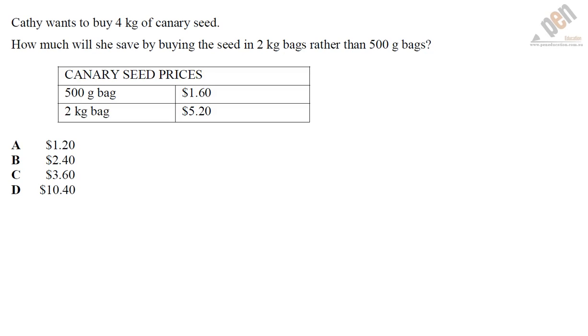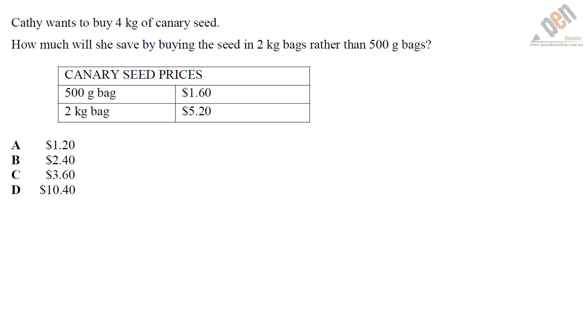Kathy wants to buy 4 kilograms of canary seed. How much will she save by buying the seed in 2 kilogram bags rather than 500 gram bags? Okay, so here we have the prices of the canary seed. We know that a 500 gram bag is $1.60, where a 2 kilogram bag is $5.20.